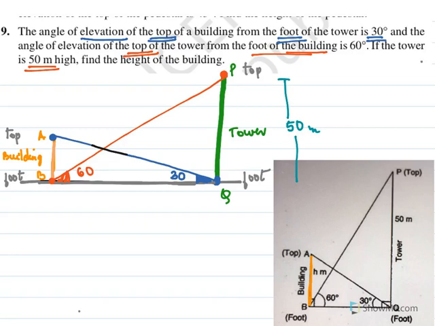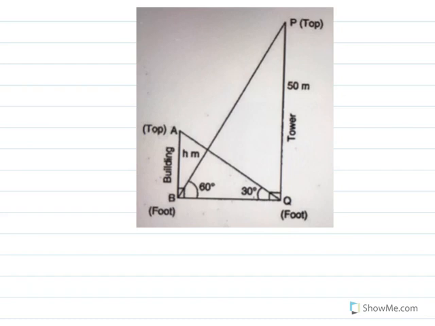So here's a figure. Here was your building. Then we had the tower. This was the tower. We had the angle of elevation from the foot of the building to the top of the tower. This was given as 60. And the angle of elevation from the foot of the tower to the top of the building, which is this, was given as 30. And now we have to find the building. And the tower was given as 50 meters. So we've got to now find the answers from this diagram.